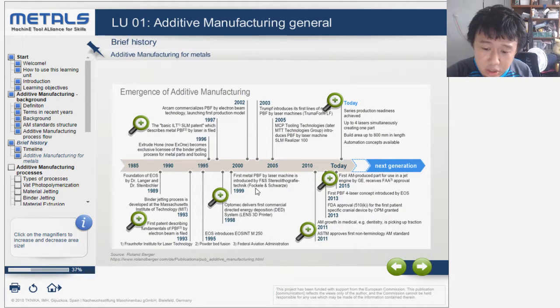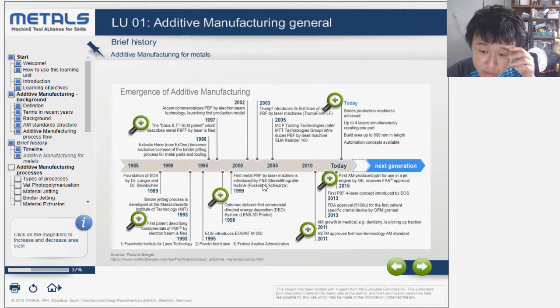Aeromet delivers the first commercial direct energy deposition. So Aeromet is another leader or pioneer in this DED space, so you definitely see Aeromet as well. Just that now these days there's a lot more competition in this DED space.